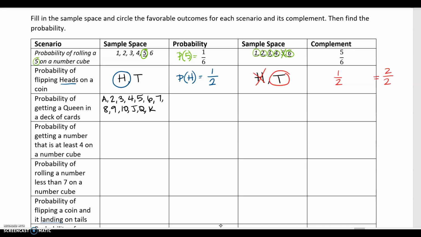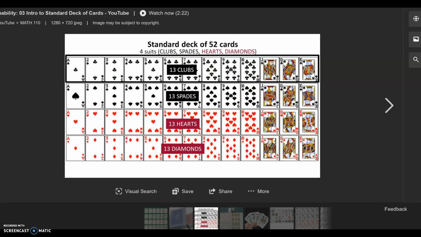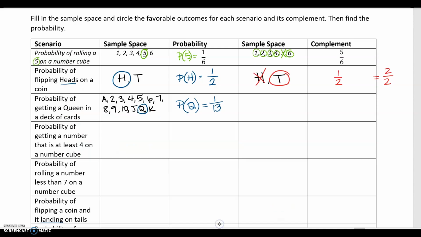And it's asking for the probability of a queen. So the probability of a queen, well, there's 1 queen for every 13 cards, all right? You also could have gotten it right if you said there's 1, 2, 3, 4 queens out of the total of 52 cards, right? Same thing. These are equivalent because 1 times 4 is 4, 13 times 4 is 52, all right?